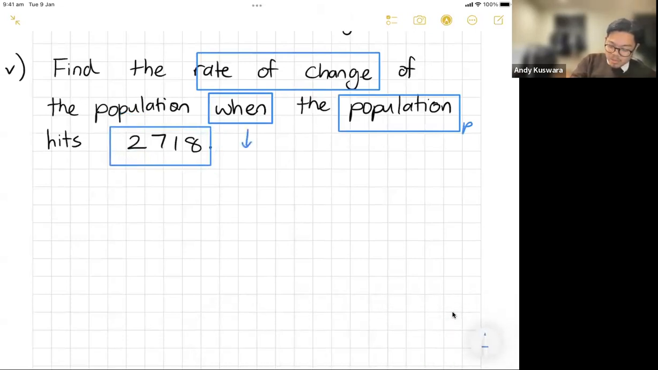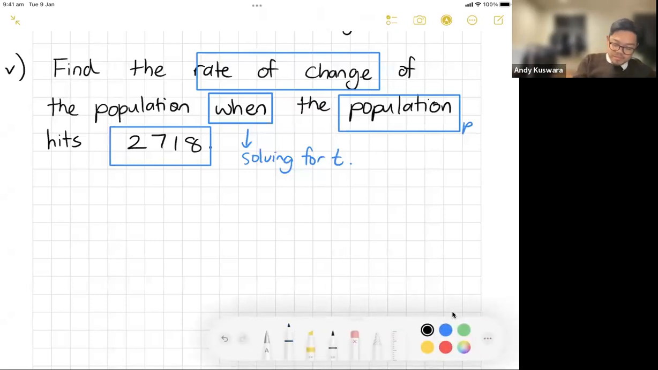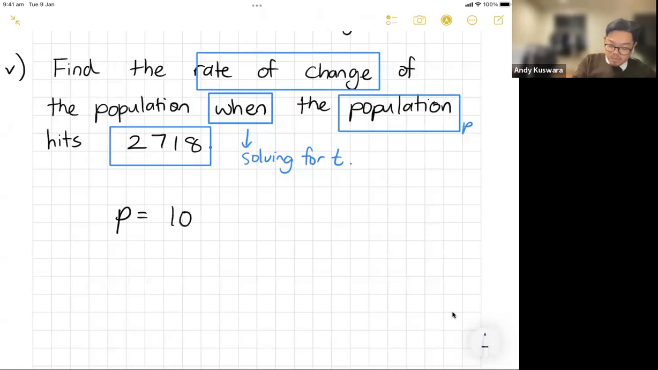Now, when means I'm solving, I'm looking for a time. So in other words, I'm solving for t. Okay, so I'm trying to find the rate of change of the population when the population hits 2718. So let's break this down. I want my population, which is given by 1,000 e to the 0.2t. I want that to equal 2718. Now the easiest way to go about this is, because I wanted to know when, I need to solve for my time t.